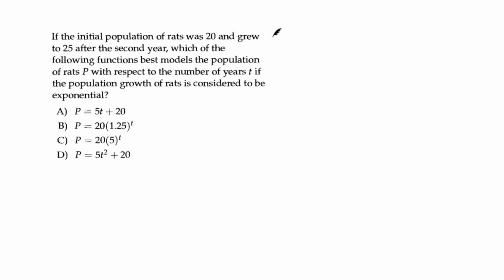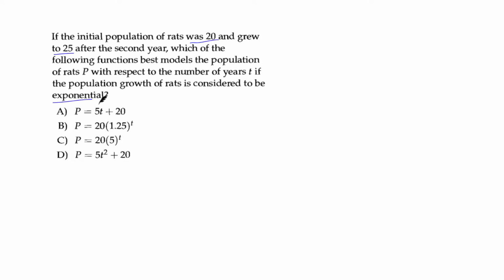Now that you're familiar with the three types of functions, let's evaluate some examples and questions. If the initial population of rats was 20 and grew to 25 after the second year, which of the following functions best models the population of rats P with respect to the number of years T if the population growth of rats is considered to be exponential?